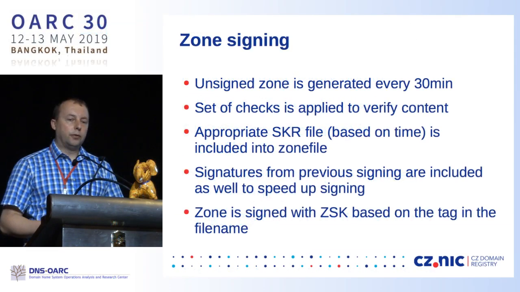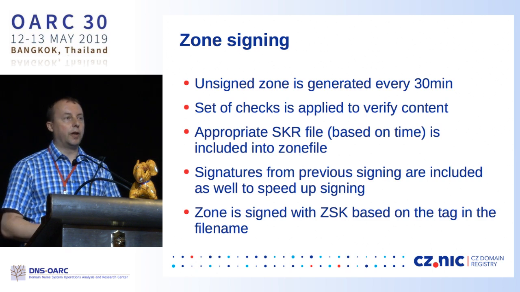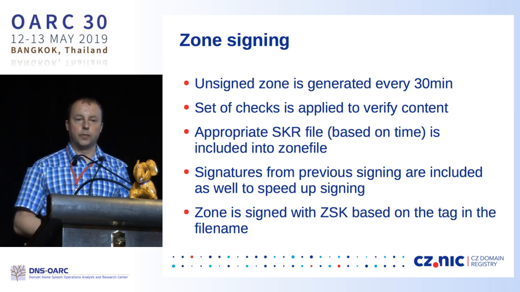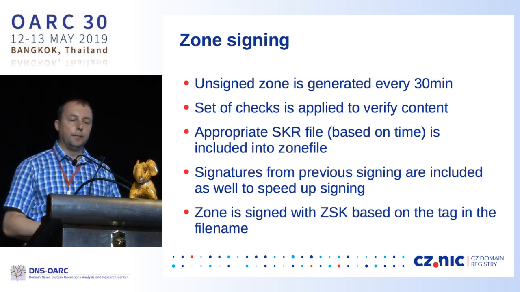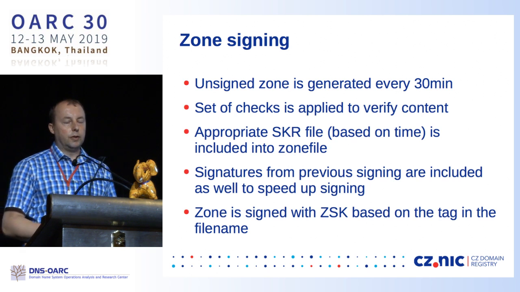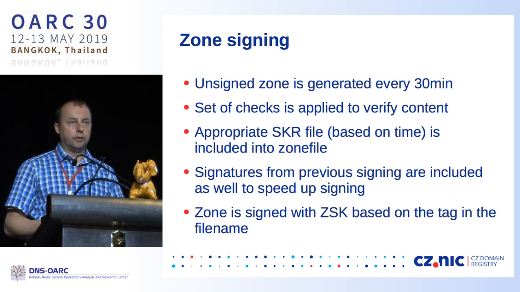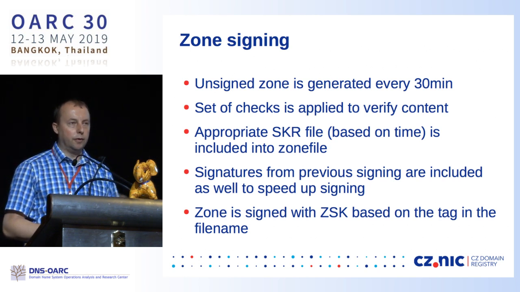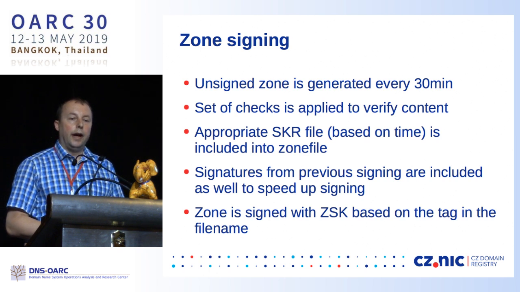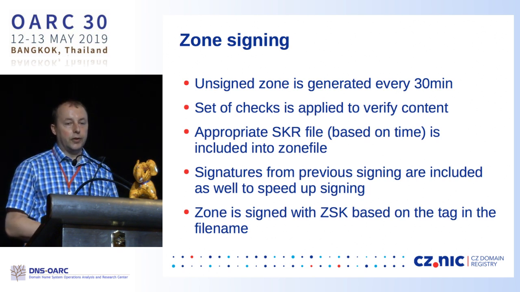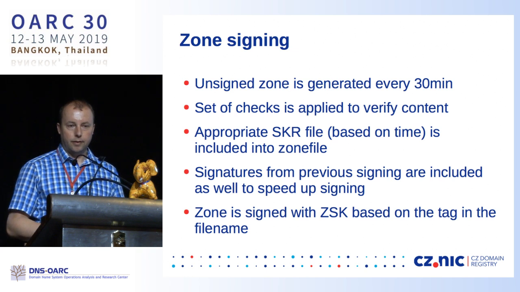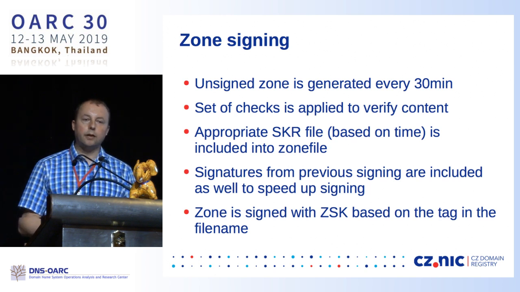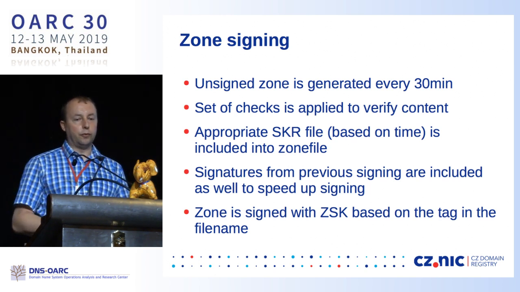So then the third part of this whole procedure is zone signing. That means that our registry system generates a clear zone file every 30 minutes. We put some checks on this zone file, like we count the number of differences from the previous zone file. We verify with different existing tools. And then the appropriate signed key response file is selected based on the timestamp and included into the zone file.